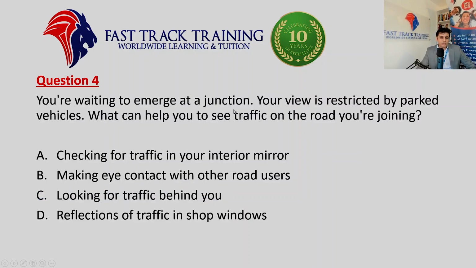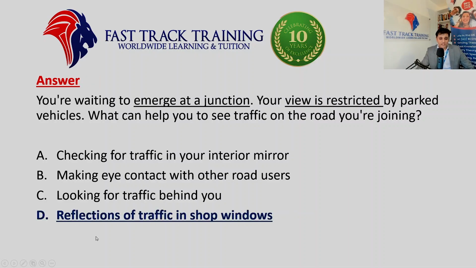You're waiting to emerge at a junction. We know what this means. Your view is restricted by parked vehicles. We know what restricted view is. It means you can't see. What can help you to see traffic on the road that you're joining? Checking for traffic in your interior mirror, making eye contact with other road users, looking for traffic behind you, reflections of traffic in shop windows.